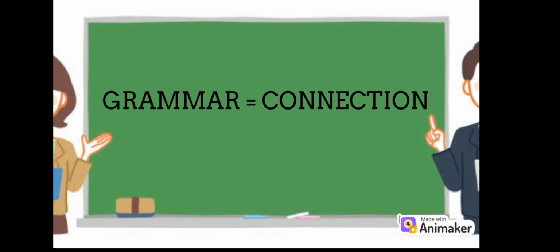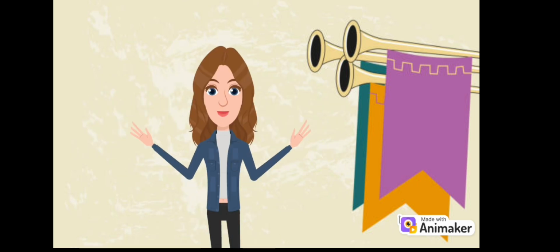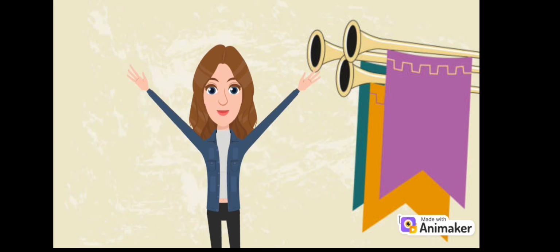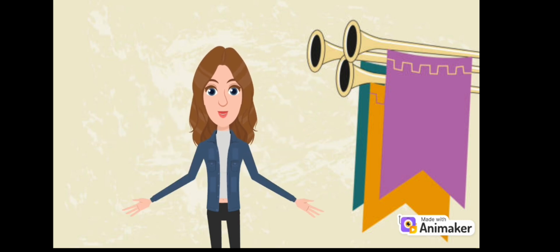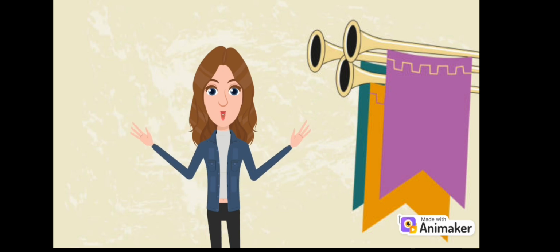So, there you have it, some of the most interesting grammar differences between American and British English. Whether you're saying "at the weekend" or "on the weekend," using "learnt" or "learned," it's all part of the rich tapestry of English. Remember, grammar isn't about being right or wrong, it's about understanding and connection. And that wraps up our journey through the differences in vocabulary, spelling, and grammar between American and British English. I hope you enjoyed discovering the quirks and charms of these two versions of our shared language.